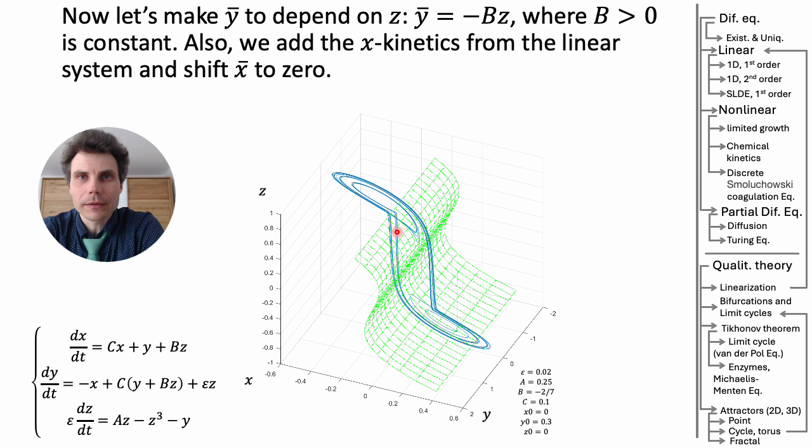Why is it called fractal? Because if you carefully assess the dimensionality of the whole collection of this infinite number of closed trajectories, this dimensionality surprisingly is going to be not an integer.